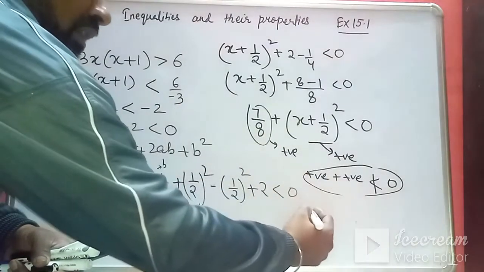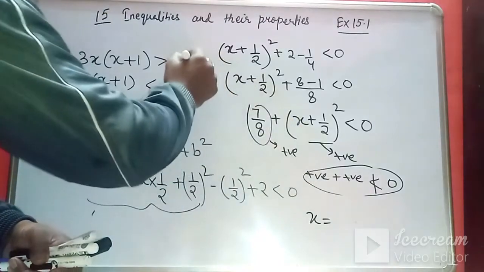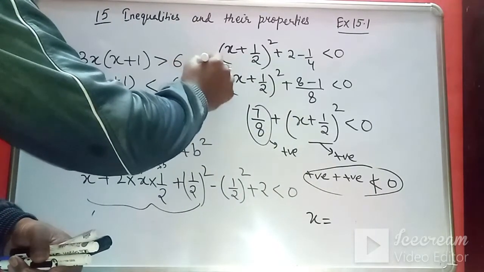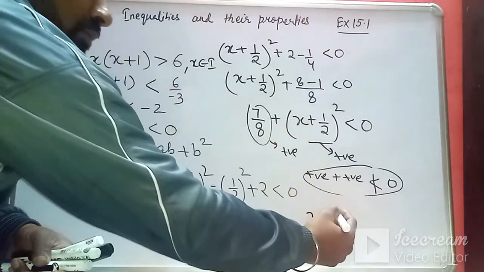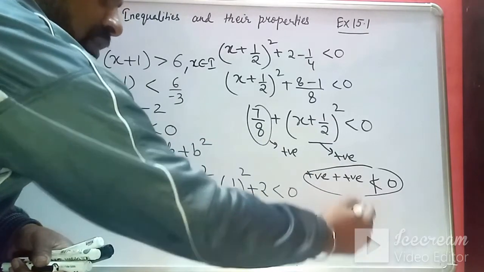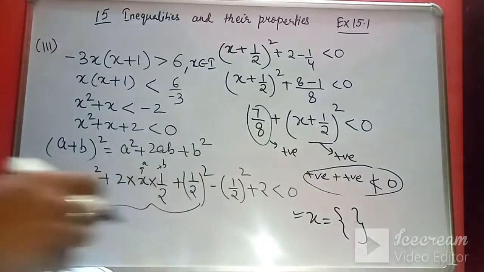So we can say here x, what was the replacement set? X belongs to integer, but it can never be negative. So it will be my final answer. It will be the null set.